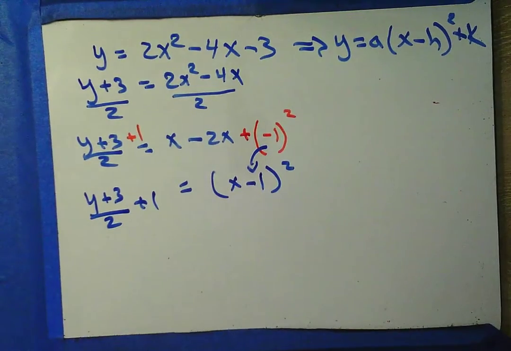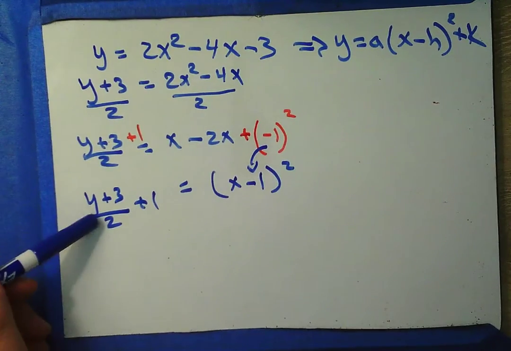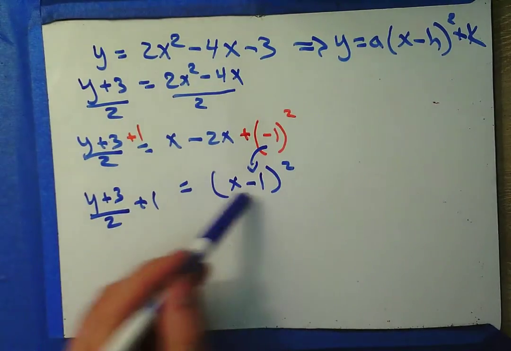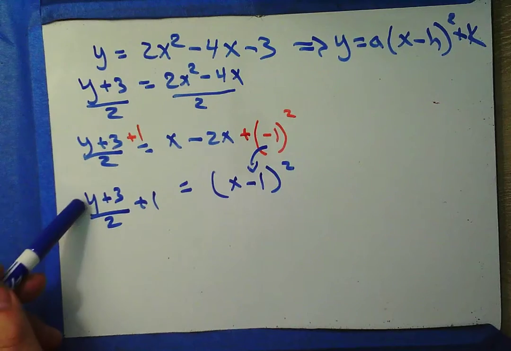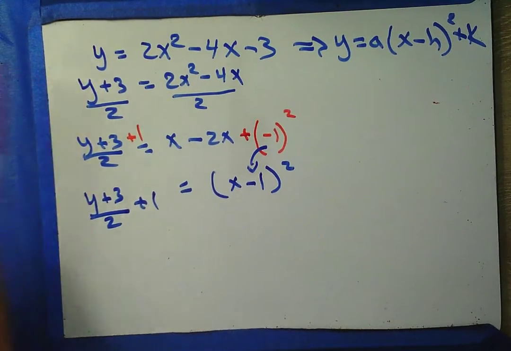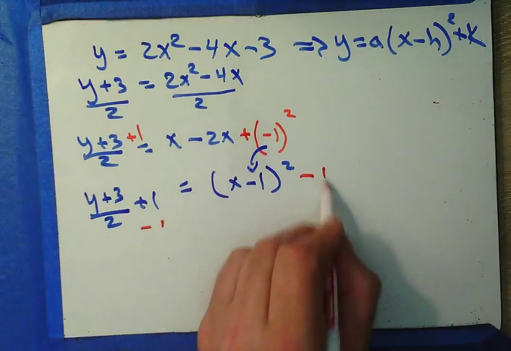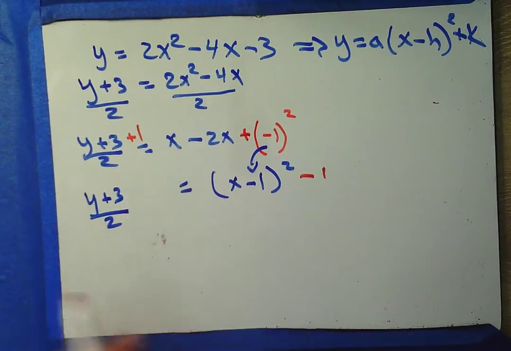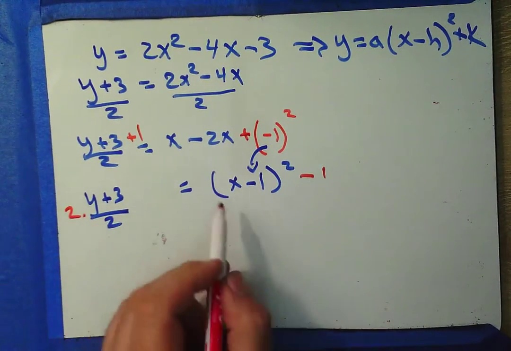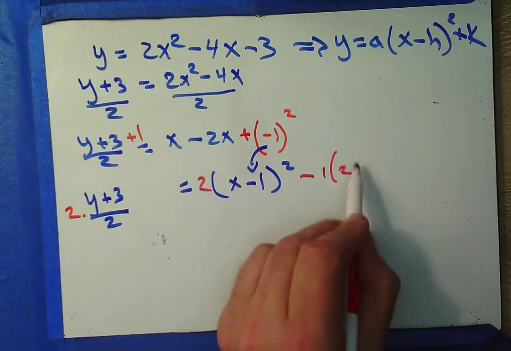So now I have to solve this equation for y. I need y by itself, so I have to undo all this stuff I just did. I'm going to have to subtract 1 from both sides. I'm going to have to multiply both sides by 2, which means multiplying everything by 2.